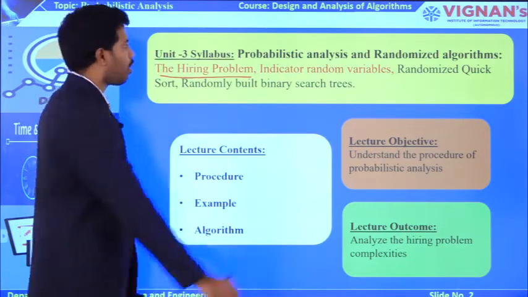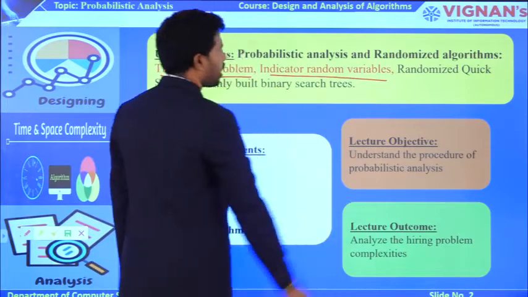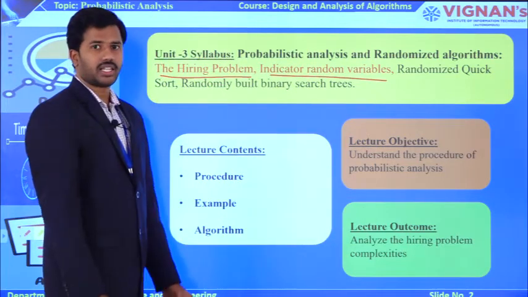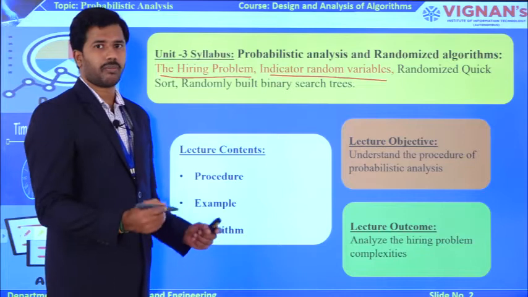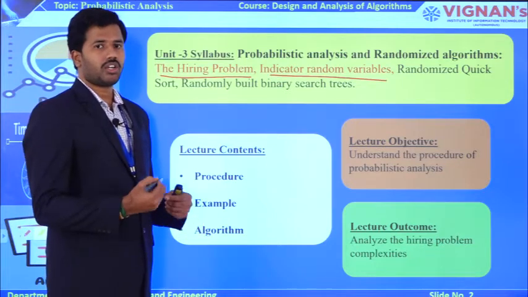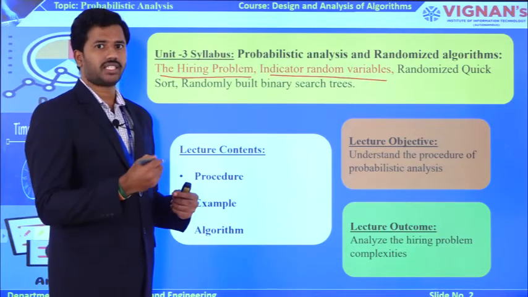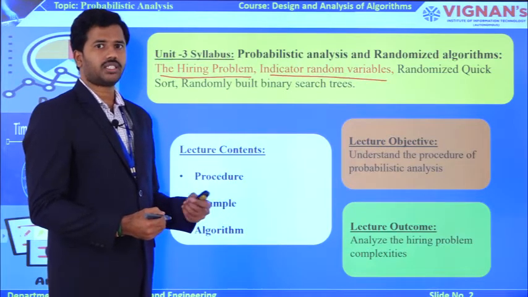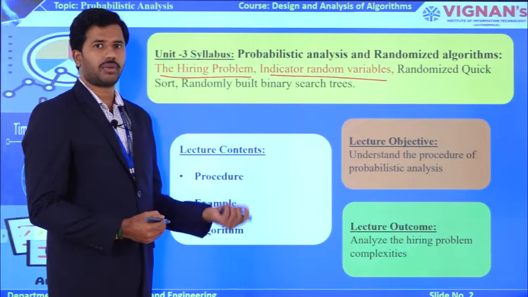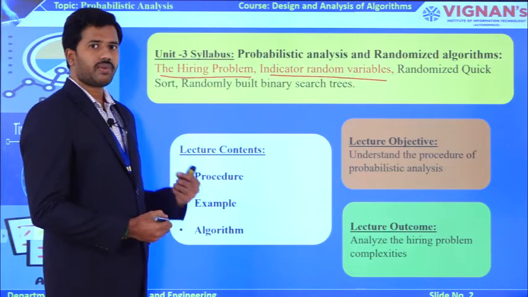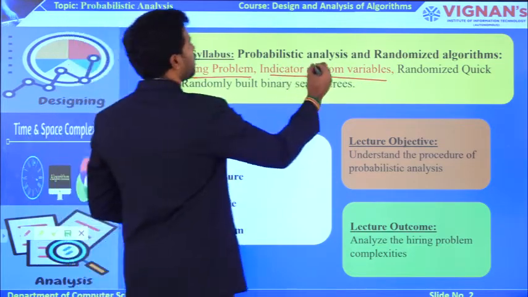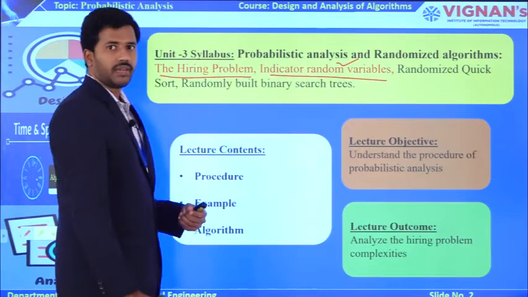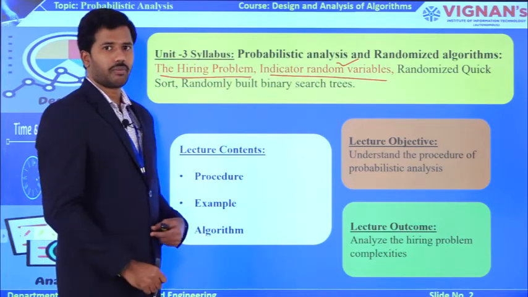the hiring problem, as well as indicator random variables to indicate the events which are available in a sample S. You are going to have two types of events. If the event occurs, that is indicated by 1. If the event does not occur, that is indicated by 0. Likewise, with this concept you indicate an event which is available in a sample S.